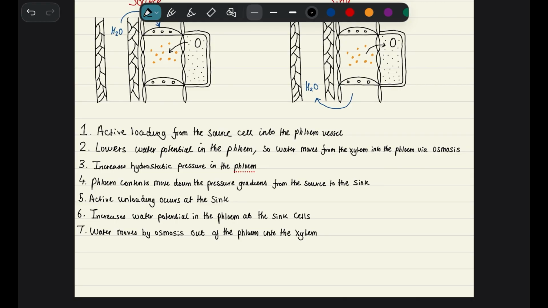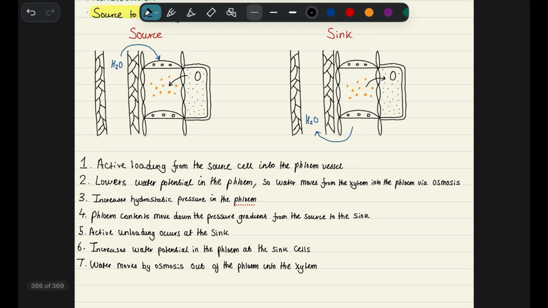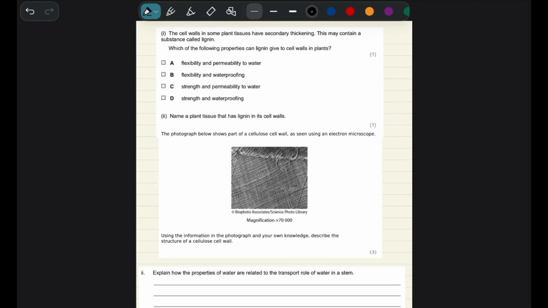So we've got the whole process there. I just wanted to explain it as well as I could before I started showing you this. I hope that all makes sense in terms of what is happening during translocation. So pause the video if you need to, take some time to read it. We're going to move on to the next section.